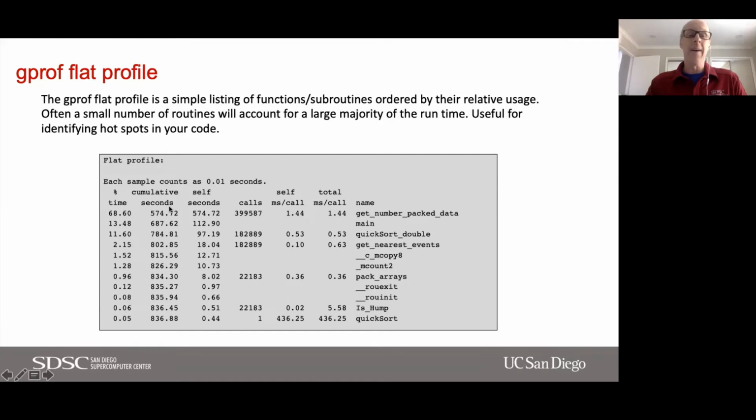You'll see in the second column, it's labeled as cumulative seconds. So what this is doing is it's taking the runtime for that routine and all of the routines listed above it. So it's basically summing it as you go along. And then the third column is self seconds. So that's the amount of time actually spent in that particular routine. So if we go to the second line for main, we'll see that the cumulative seconds is 687. The self seconds is 112.9. And if you take the 112, add it to the 574, you'll get the cumulative result, and so on.